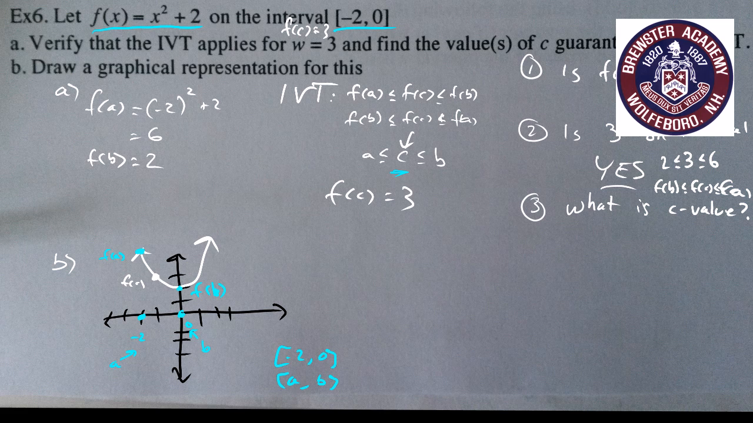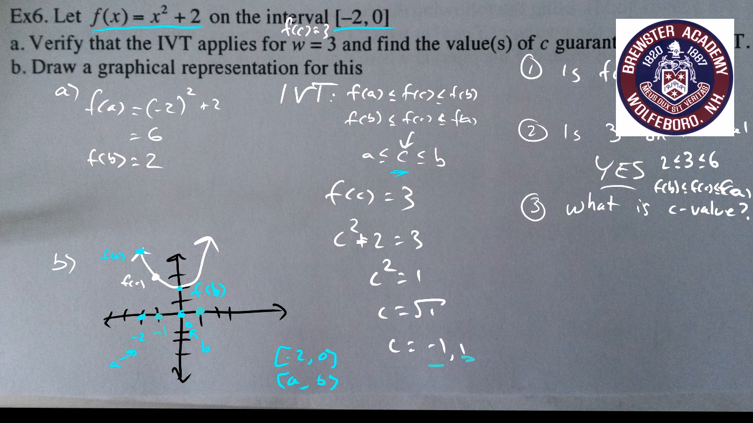So f of c is equal to 3, that means c squared plus 2 is equal to 3, so c squared is equal to 1, c is equal to the square root of 1, so c is equal to negative 1 comma 1. So now we found our c value, but c needs to be between a and b. So if we come back to our graph, we have our c value of 1, our c value of negative 1, but there's only one value that's between our a and b, and that's negative 1.